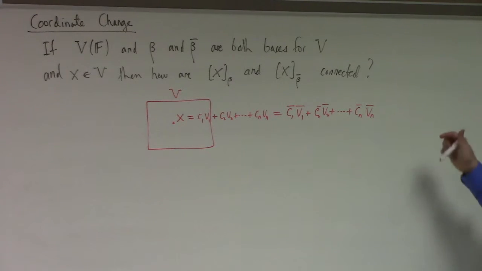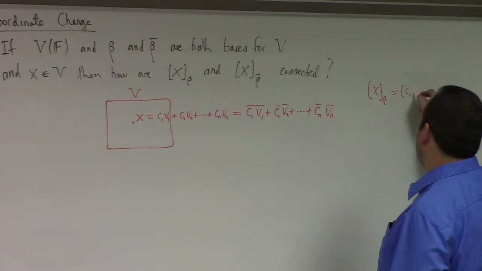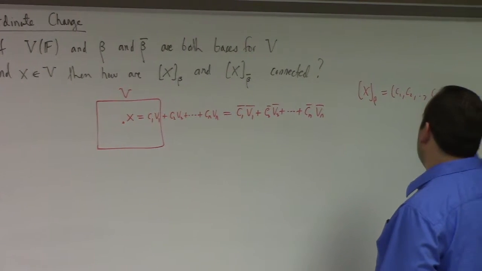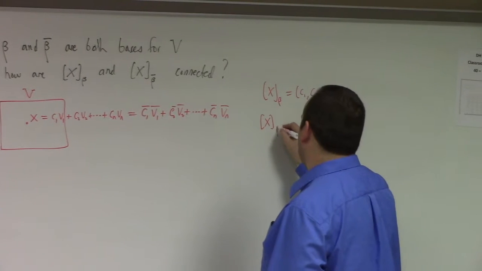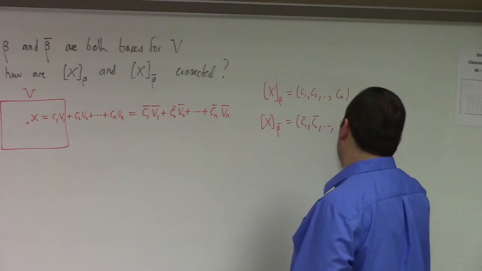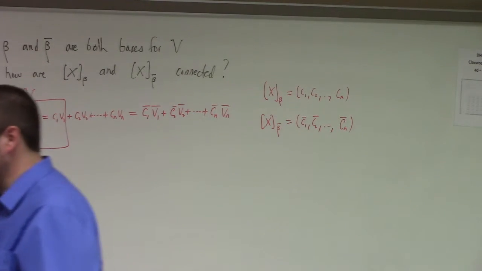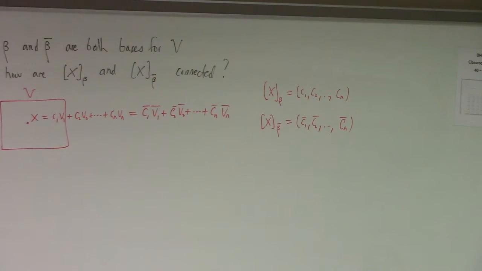Right, so in this notation, we'd have what? The coordinate of X with respect to beta is C1, C2, ..., Cn. The coordinate of X with respect to beta bar would be C1 bar, C2 bar, ..., Cn bar. Okay. How do I relate these? Let me show you how to figure it out with a diagram.